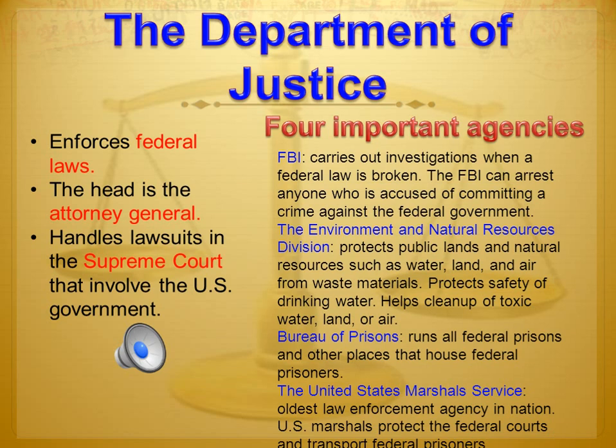They are the oldest law enforcement agency in the nation. They protect federal courts and transport federal prisoners. So the Department of Justice enforces federal laws, the head is called the Attorney General, and they handle lawsuits in the Supreme Court that involve the U.S. government. So these are things to understand what operates under the Department of Justice.